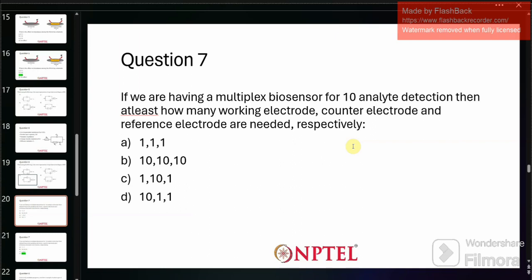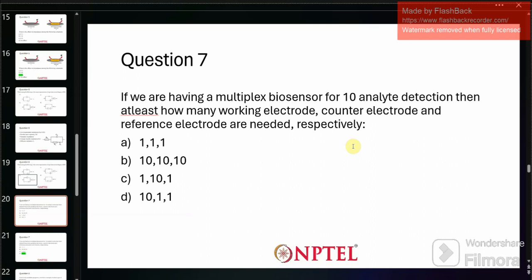So basically the entire detection is happening at the working electrode. So you want to detect 10 analytes, but at the same time there will be nothing happening at the reference and counter electrode. The reference electrode, as you can see from the word itself, will act as a reference, and at the counter electrode there will be no reaction happening.